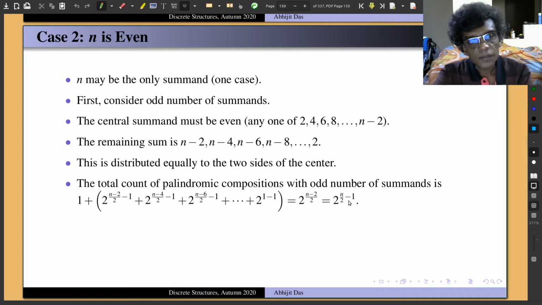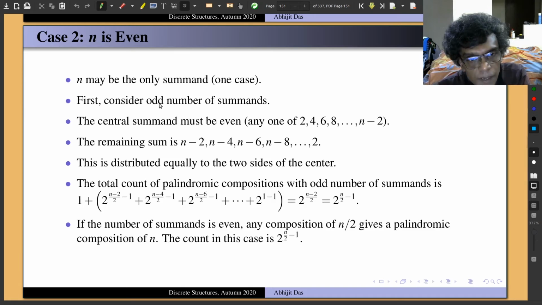Now finally I consider the case that n consists of an even number of summands. If the number of summands is even, then what happens? A plus sign is sitting at the center. Therefore, to the left I will have n by 2, and to the right of that plus I will have n by 2. That is, any composition of n by 2 gives a palindromic composition of n.